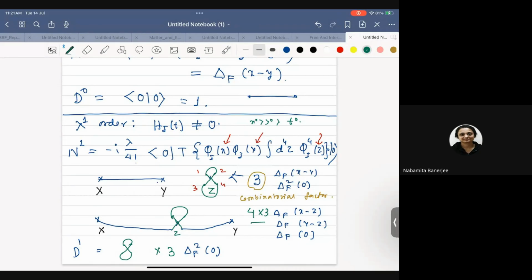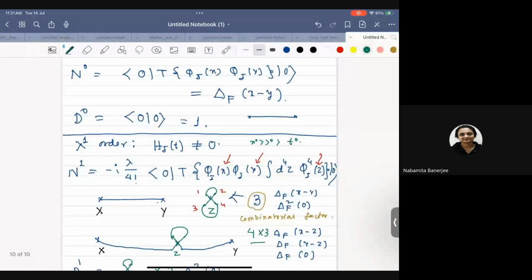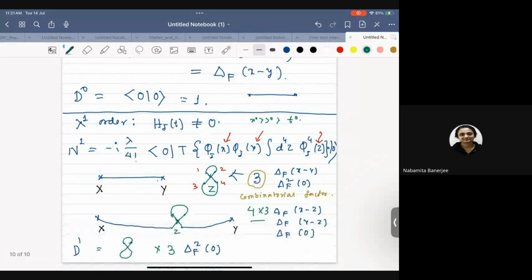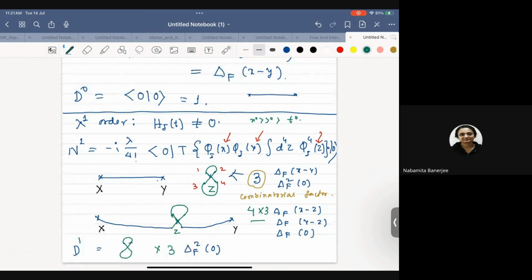Okay, so now you have computed the 2-point function in phi-4 theory up to lambda order. And you see already your result is different from just the Feynman propagator. To leading order, the result was the Feynman propagator. But now you also have that plus minus i lambda by factorial 4 times this whole quantity: 3 into delta F(x minus y) times delta F square 0, plus 12 into delta F(x minus z), delta F(y minus z) and delta F of 0. This is just the numerator, similarly in the denominator. Okay, good. So is it okay, guys? Have you understood?